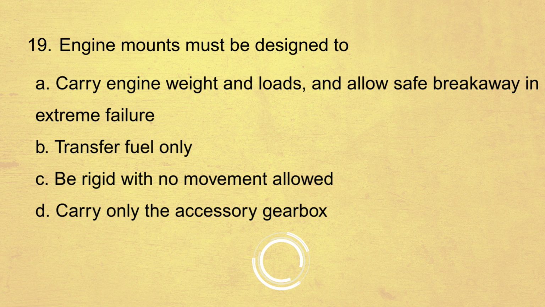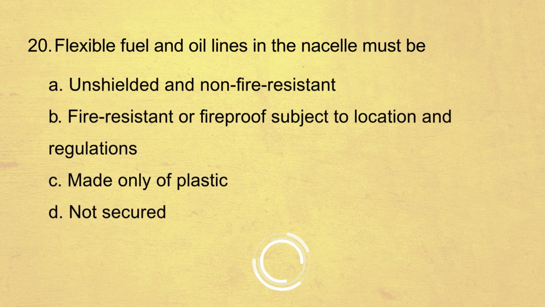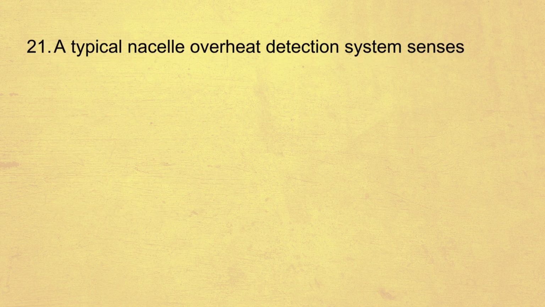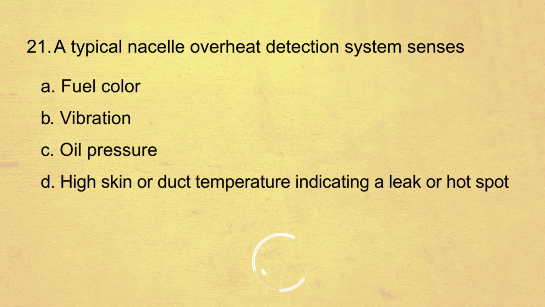Engine mounts must be designed to carry engine weight and loads, and allow safe breakaway in extreme failure. Flexible fuel and oil lines in the nacelle must be fire resistant or fireproof subject to location and regulations. A typical nacelle overheat detection system senses high skin or duct temperature indicating a leak or hot spot.